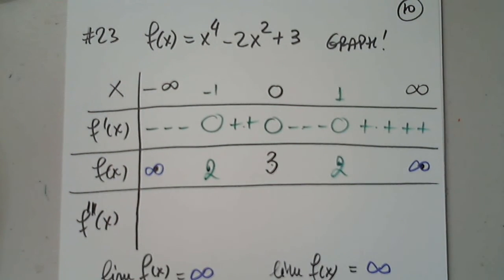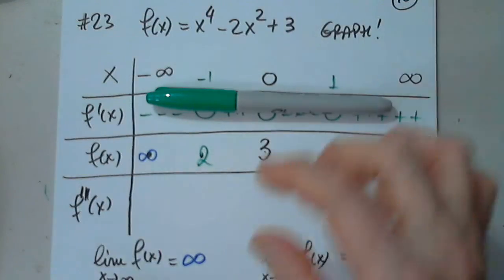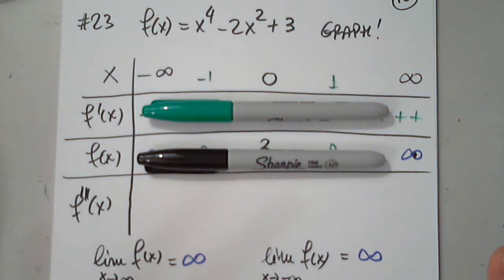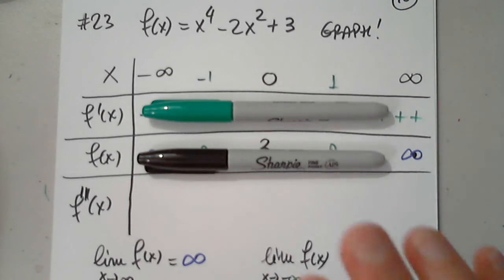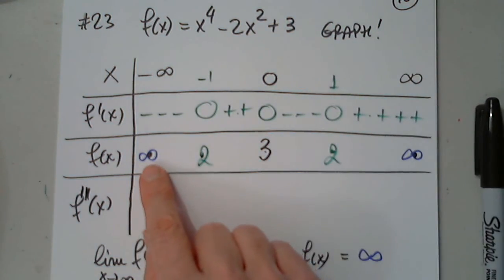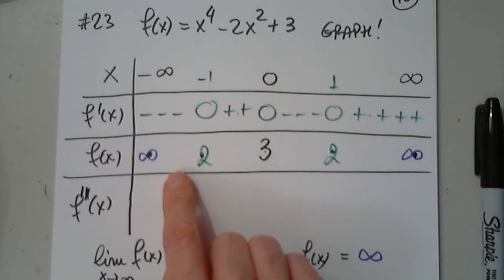Okay, now the moment of truth. This row and this row have to work well together. If they don't, I'll say oops and go back to the drawing board. From infinity to 2, what does the function do?